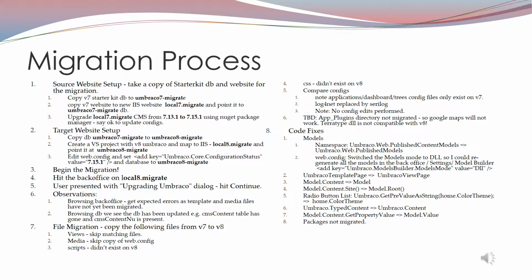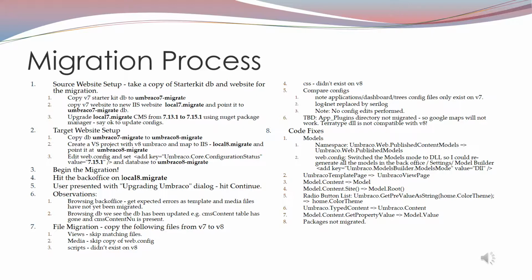We begin by setting up a source website that we are going to migrate. So I have a website with the starter kit installed, and I initially take a copy of that. I copy the database to a new database, in my case Umbraco 7 Migrate. I copy the version 7 website to a new IIS website, in my case local7.migrate, and point it to the database that I took a copy of, Umbraco 7 Migrate.